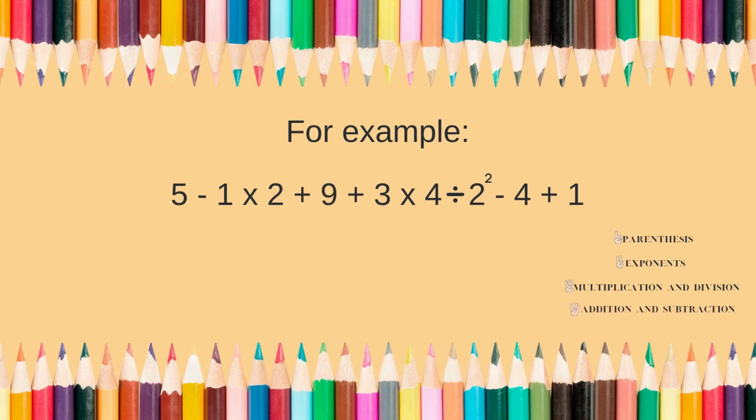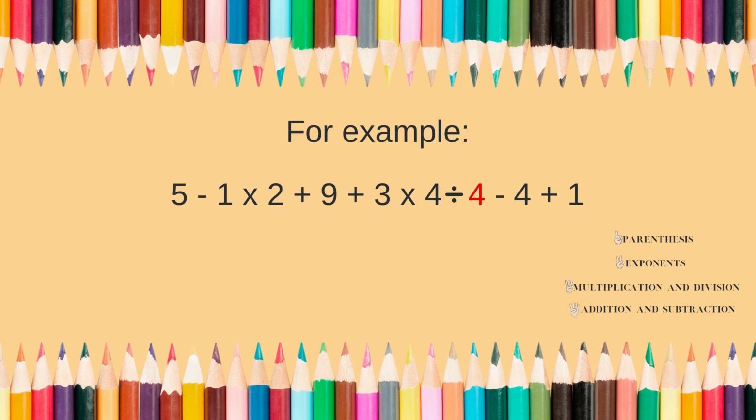Since that was the only parenthesis in the whole exercise, now we can move on to the next step, which is the exponents. Remember the house with the chimney? Here it is. The way we read this is 2 squared, which basically means 2 multiplied by itself. The result is 4.